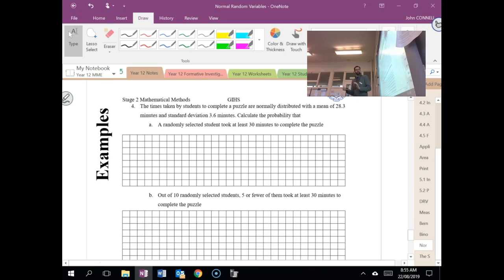The times taken by students to complete a puzzle are normally distributed with a mean of 28.3 minutes and a standard deviation of 3.6. Calculate the probability that a randomly selected student took at least 30 minutes to complete the puzzle. Why don't you go through and do that? Find the probability that a randomly selected student took at least 30 minutes to complete the puzzle.